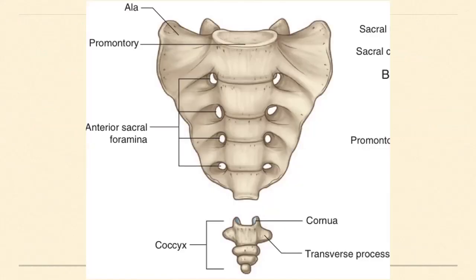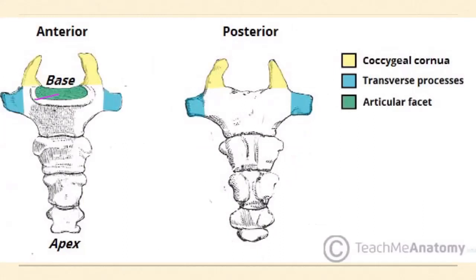Right? So, this is the inferolateral angle. Sacral cornua, coccygeal cornua. This is the body. This is the base, right? This is the transverse process. See, base, cornua, and transverse process, right? All the remaining are fused together, right? And here there is an articular facet for the apex of the sacrum.